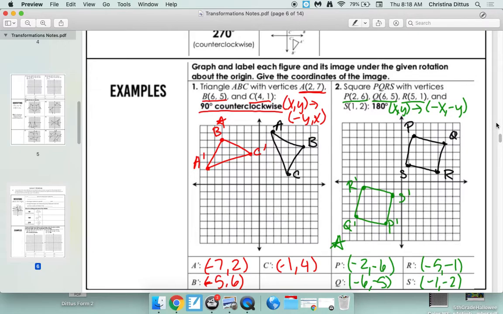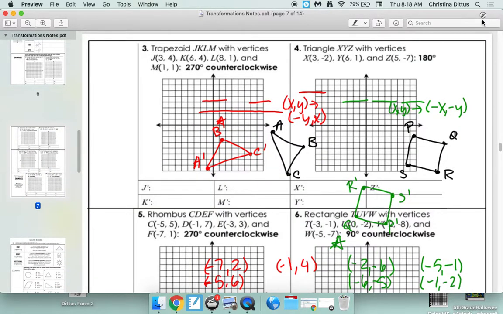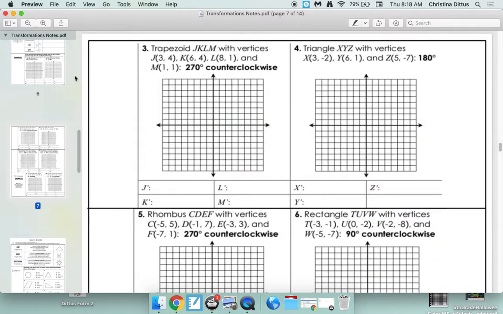Questions? All right, let's keep cruising. Have we done a 270 yet? No, I don't think so. Okay, 270 water points. (3, 4): 1, 2, 3, 4. There's J. (6, 1): 1, 2, 3, 4, 5, 6. There's K. (8, 1) is L. (1, 1) is M. Ooh, totally missed that line.